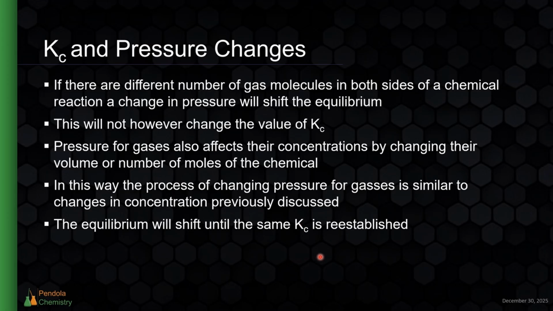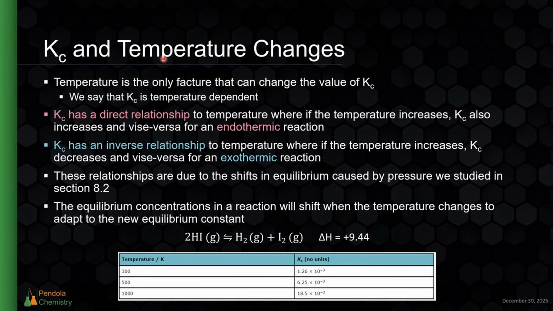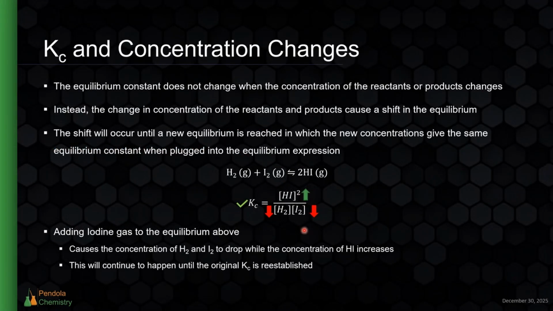Now, the only thing that can change the Kc, that can change the equilibrium constant, is temperature. The equilibrium constant is what is known as temperature dependent. We say that Kc is temperature dependent, meaning that when temperature changes, Kc also changes. As we saw earlier, if we go back a second and look at the equilibrium expression, there is nothing in the equilibrium expression that is related to temperature.